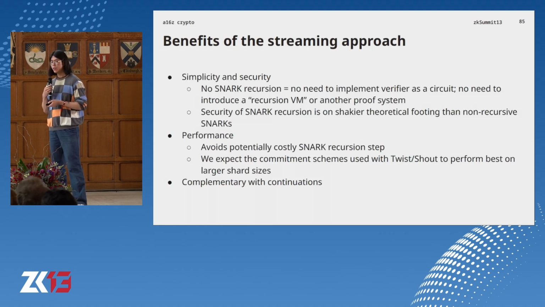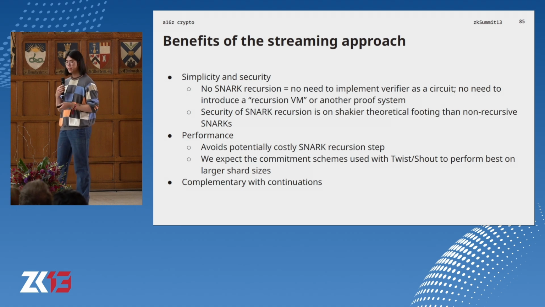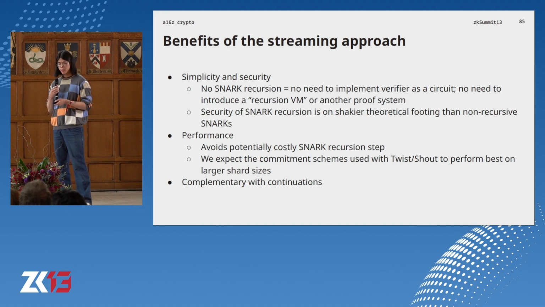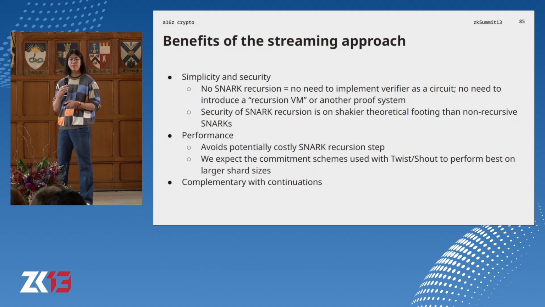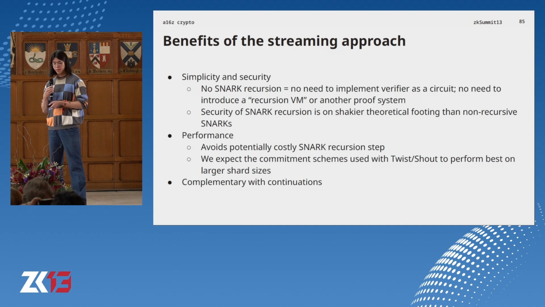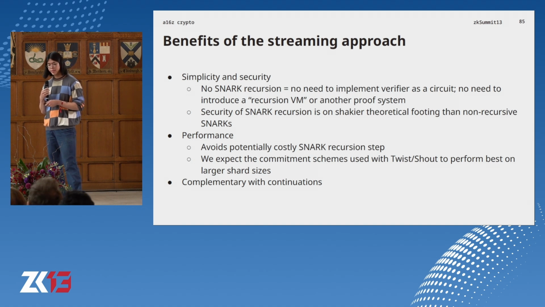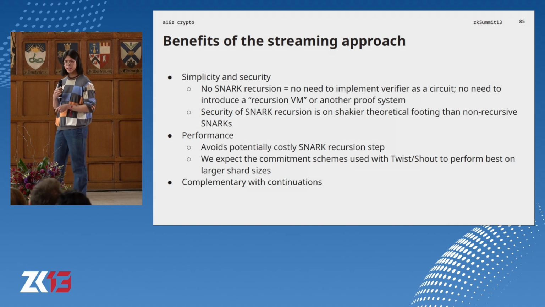So the benefits of the streaming approach, first and foremost, are simplicity and security. No SNARK recursion means that there's no need to implement the verifier as a circuit. There's no need to introduce some sort of recursion VM or other proof system. And also, the security of SNARK recursion is thought to be on shakier theoretical footing than non-recursive SNARKs. In terms of performance, we avoid the potentially costly SNARK recursion step. And also, specifically for Twist and Shout, we expect the prover to perform best on larger trace lengths.